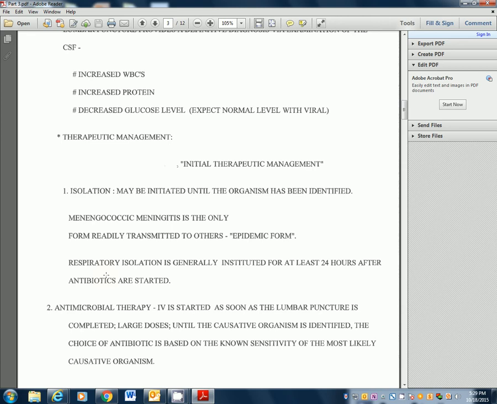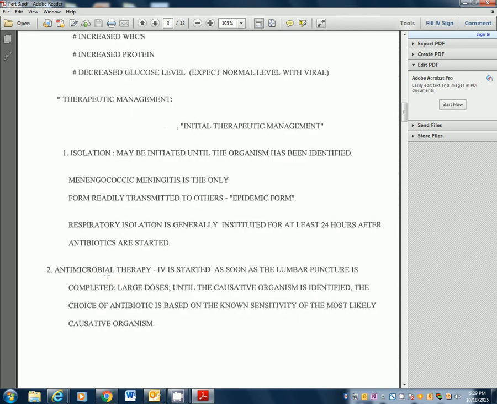and usually you can even see it in the 70s. Now, with the viral, looking at the glucose, it's usually normal, so you would expect it to be between 45 and 80, but it's going to be decreased with bacterial, below 45, because, again, the bacteria is using that as part of its energy. So you do need to know those labs, and you do need to know the difference in viral and bacterial.